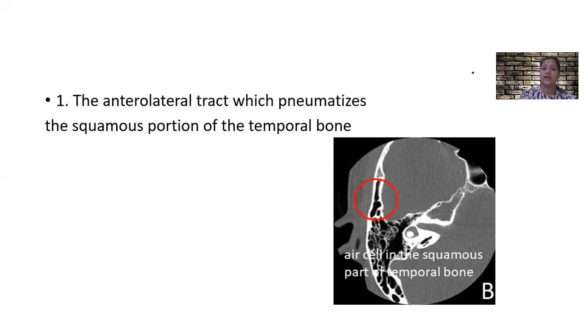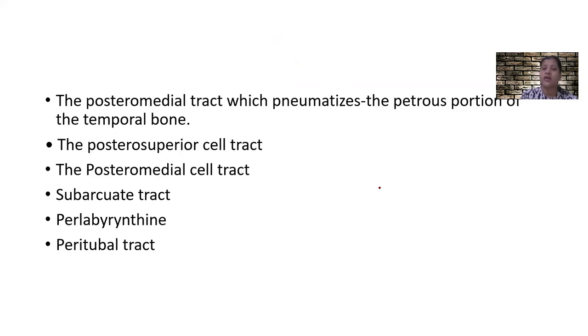Here we classify temporal bone pneumatization into two types: an anterolateral type or a posterior type. In the anterolateral type, the air filled space goes into the squamous part of the temporal bone. If the pneumatization extends anteriorly and laterally into the squamous part of the temporal bone, we call it the anterolateral type of pneumatization.